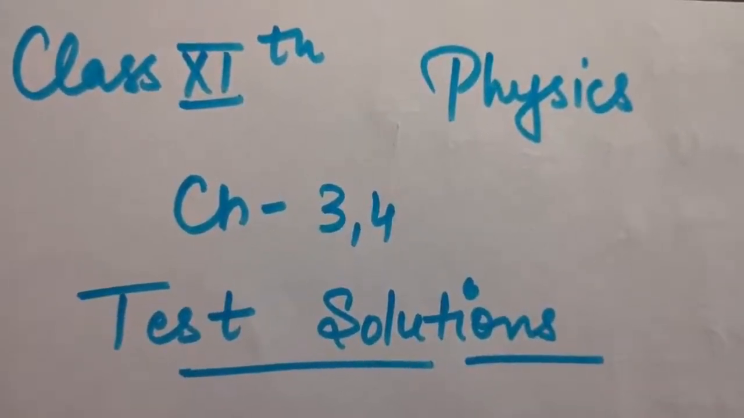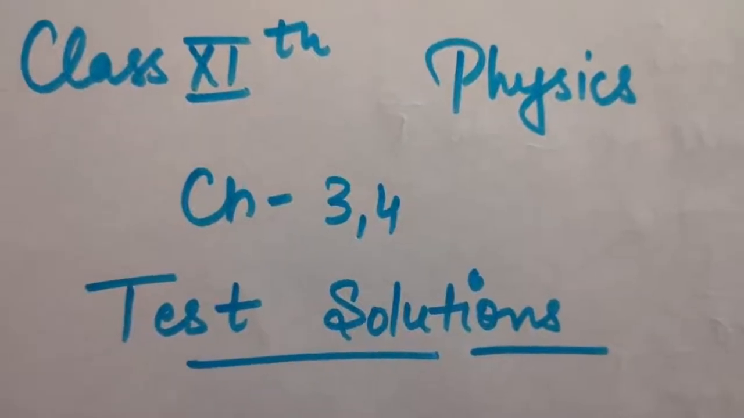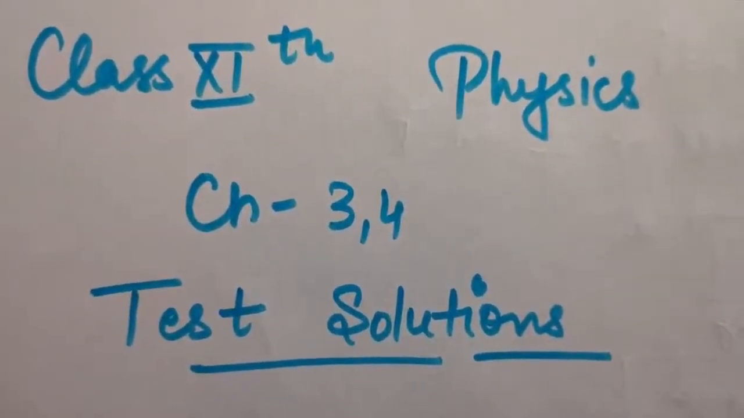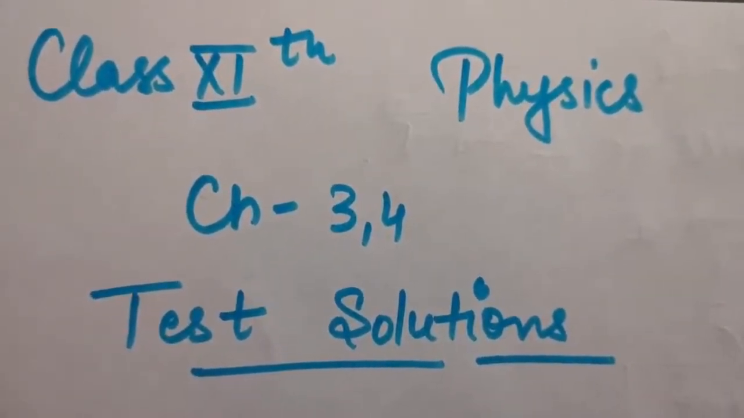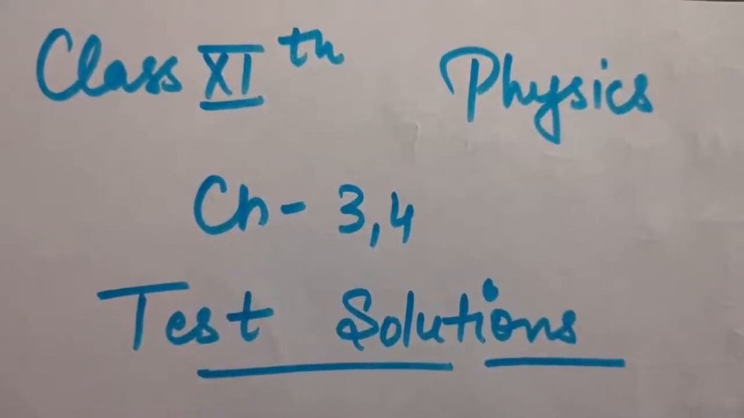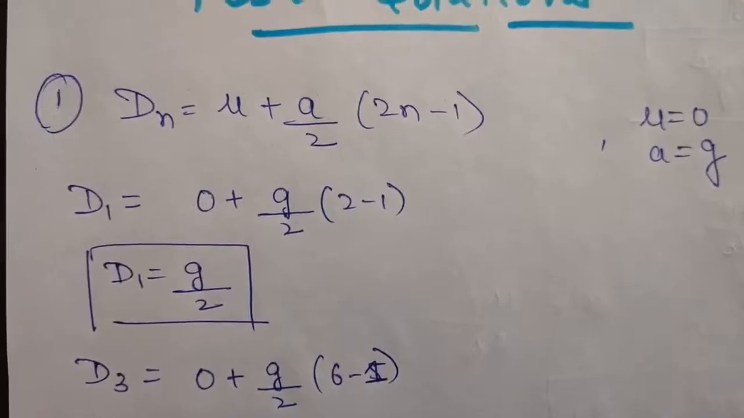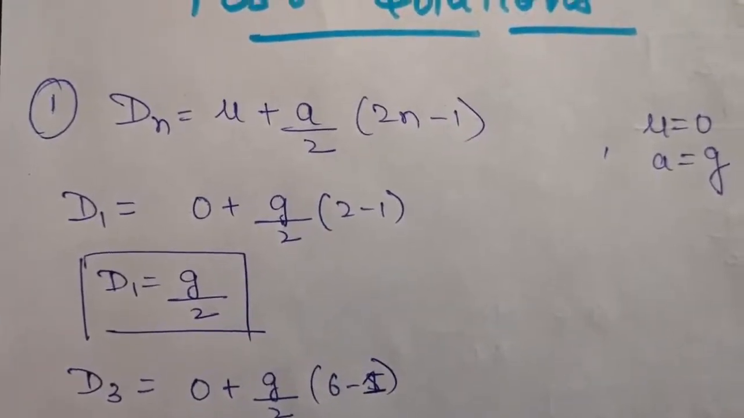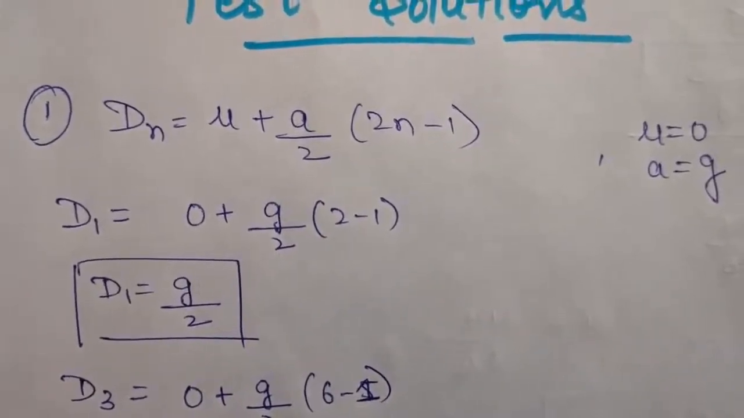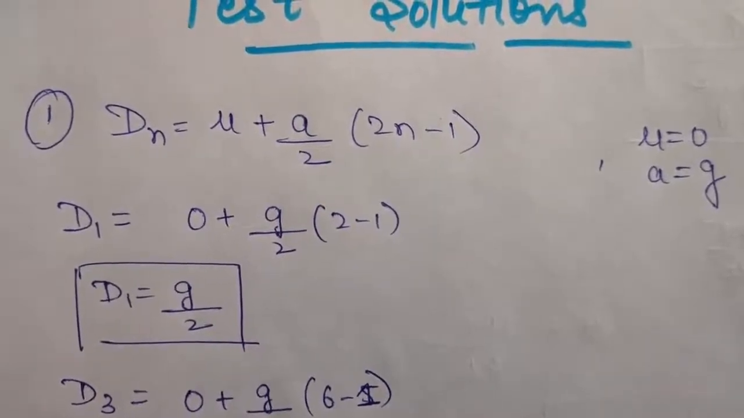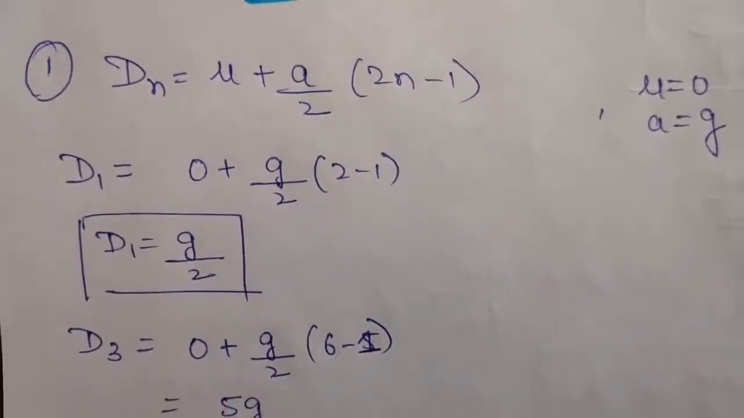So this is your subject physics, and in this lecture I'll be discussing the test solutions that you gave yesterday of chapter number 3 and 4. So let us begin with the first question of your test. The first question was, you have to calculate the ratio of distance traveled by a body falling freely from rest in the first and third seconds of its motion.